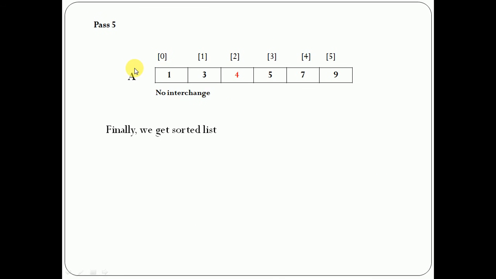And in pass 5, there is one comparison, that is A of 0 and A of 1. It is already sorted, so there is no interchange, and finally we get the sorted list 1 3 4 5 7 9. This is the bubble sort algorithm, which is used for sorting the list in ascending or descending order.